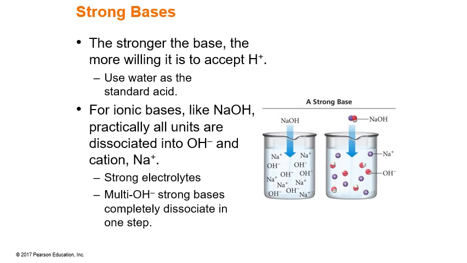And so for ionic bases, things that we're already familiar with, like sodium hydroxide, calcium hydroxide, basically they dissociate 100%. They're strong electrolytes. They break up into the cation and the hydroxide. And if it is something like calcium hydroxide, where there's more than one OH group, it completely dissociates in one step, breaks apart into the Ca2+ and 2 OH minuses.